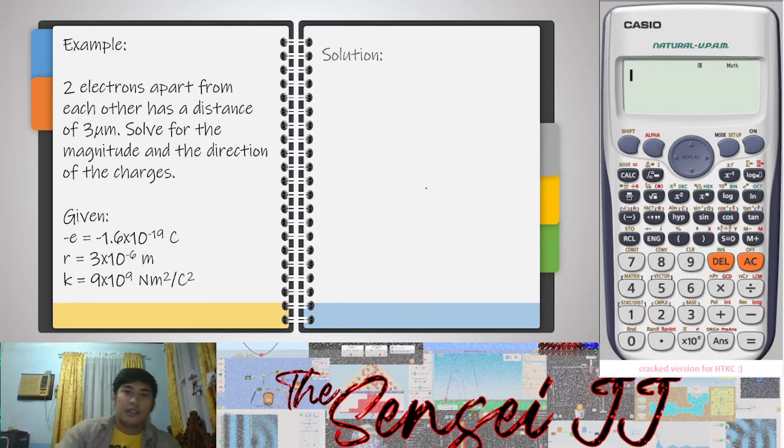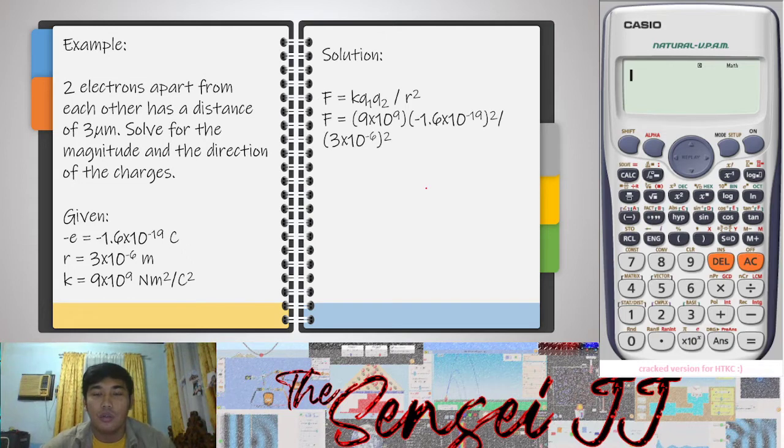Okay, so here we have our solution, which is our formula F is equal to KQ1Q2 all over R squared, and we can substitute all of our values: K, which is 9 times 10 raised to 9, and the electrons Q1 and Q2 of negative 1.6 times 10 raised to negative 19, and another, that's why there is a square. Next, we divide by 3 times 10 raised to negative 6 squared, and we will arrive at the answer F is equal to 2.56 times 10 raised to negative 19 newton.